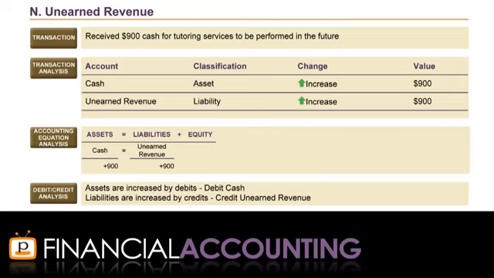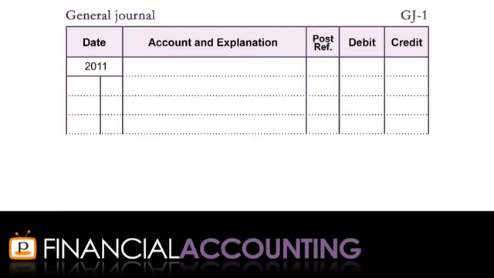So now we can go ahead and record the transaction in the General Journal. The first item to be recorded is the date of the transaction, December 14. Next, write in the name of the account debited, cash. For the moment, leave the posting reference column blank and just fill in the $900 amount of the transaction in the debit column.